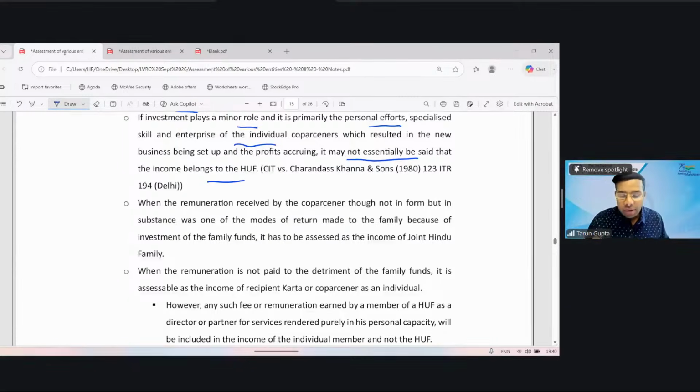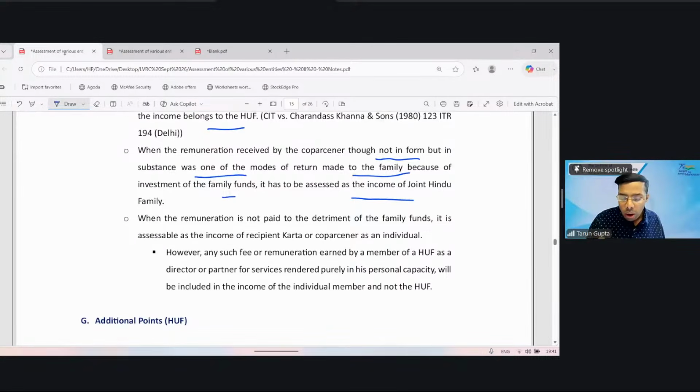However, when the remuneration is received by the co-partner, though not in form, but in substance is one of the modes of return made to the family because of the investment of the family funds, it has to be assessed as the income of the HUF. Understood? So, though the concern is paying remuneration to the member, in substance it is a return on account of the funds invested by the family in the concern. Then such remuneration shall be taxable in the hands of the HUF. So we will go by the substance, not by the form.